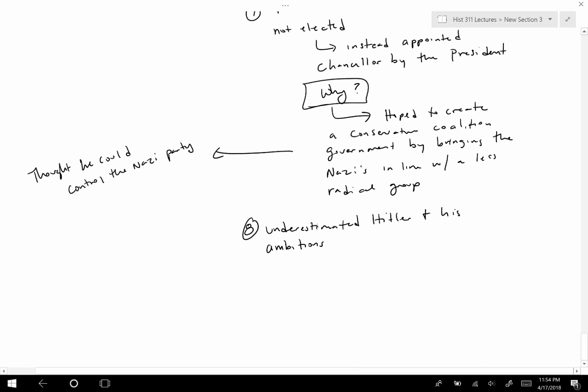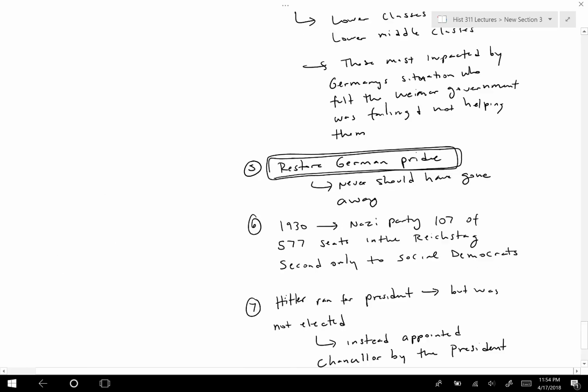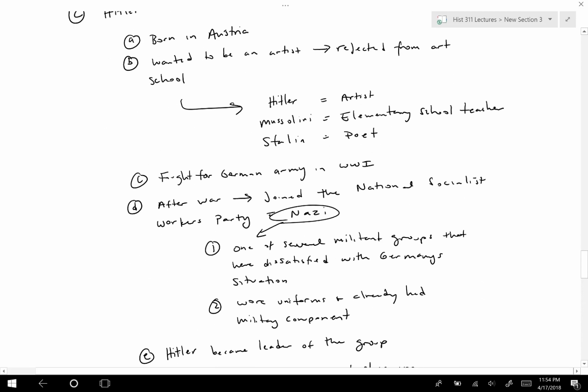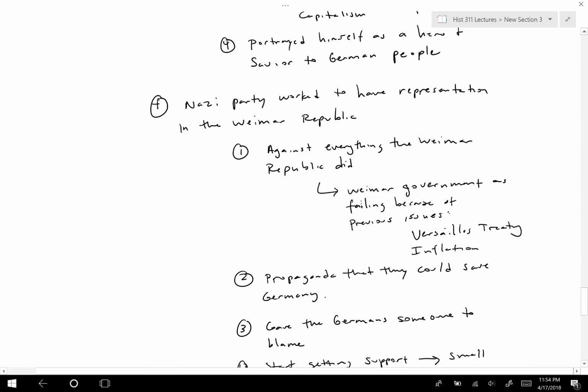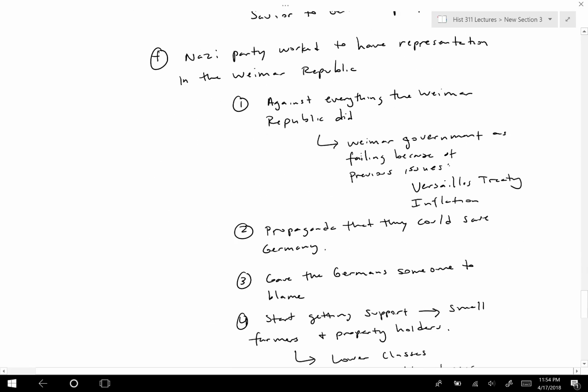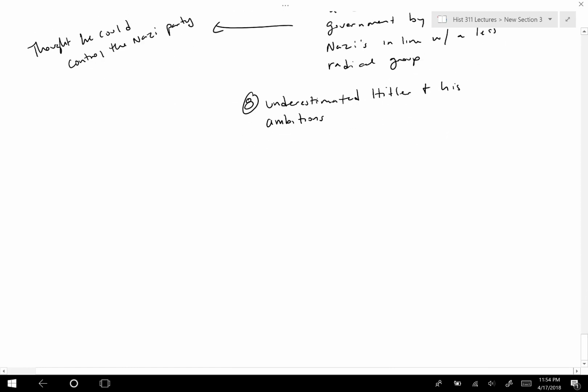Okay, so he underestimated Hitler and his ambitions, and ultimately, what he could do with it. So Hitler's in charge to a degree now, and certainly has a lot of power. Let's go back to E, F, or G now. So with Hitler in power, he used this to his advantage.